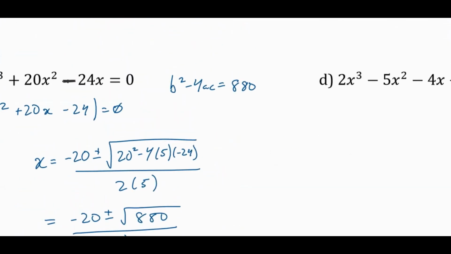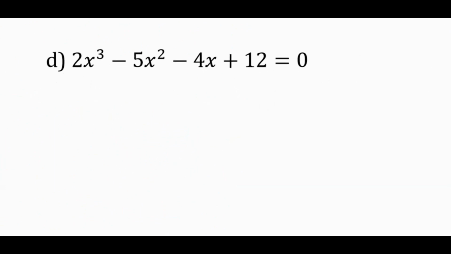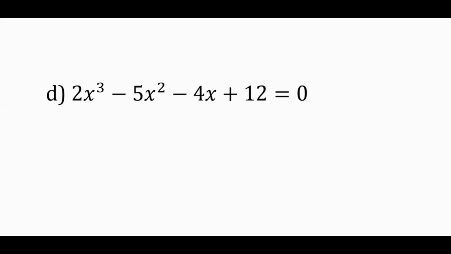Simple one, but don't forget quadratic formula. Don't forget discriminant. Next one does not have an x factor in it, which means it's factor theorem. Factor theorem says that we have to go hunting for a factor.